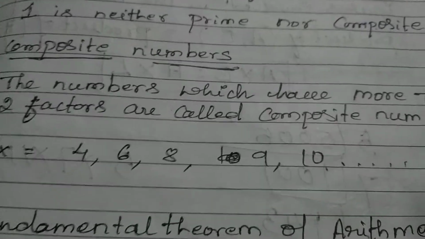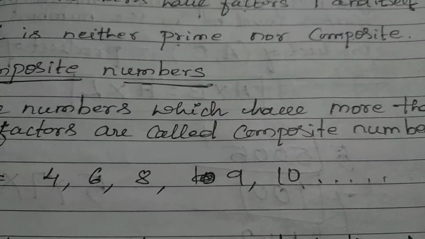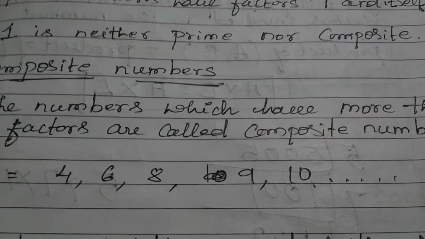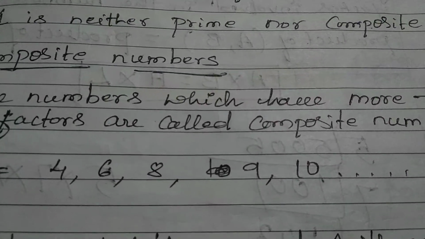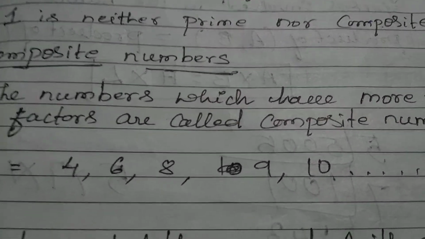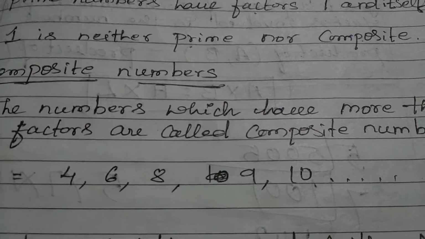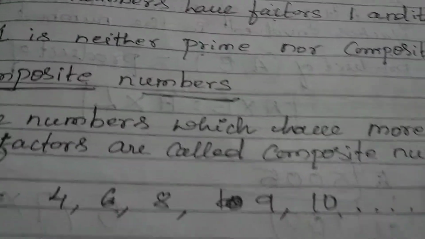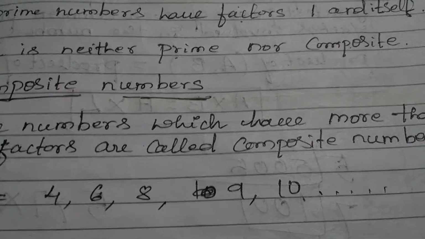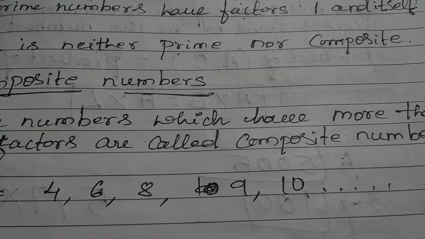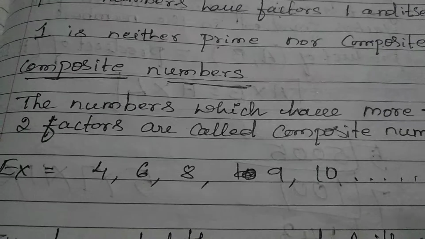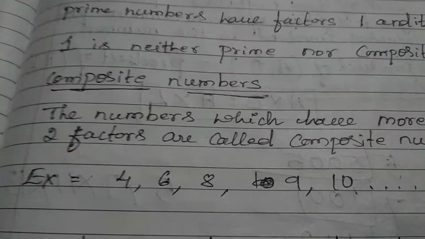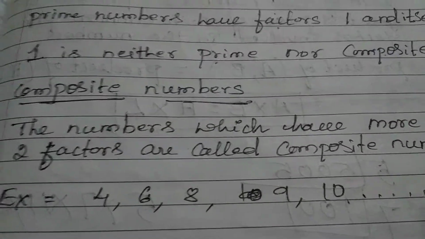Example: 4, 6, 8, 9, 10. See, 4 has how many factors? 3 factors: 1, 2 and 4. 6 has how many factors? 1, 2, 3, 6: 4 factors. 8 has how many factors? 1, 2, 4, 8: 4 factors. So like this, it has more than 2 factors. That's why it is a composite number.